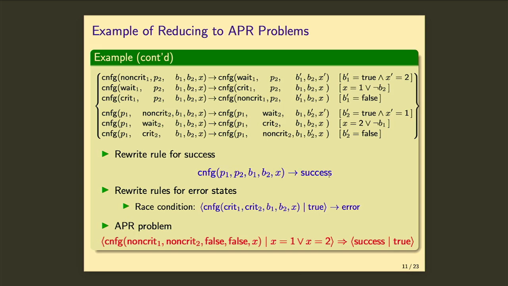And then we add rewrite rules for error states. The term representing a race condition is this term, where process 1 and process 2 are both in the critical section. And there is only one error state, so we just add this one rule. And then the APR problem to verify race freedom is this: initial state to success.